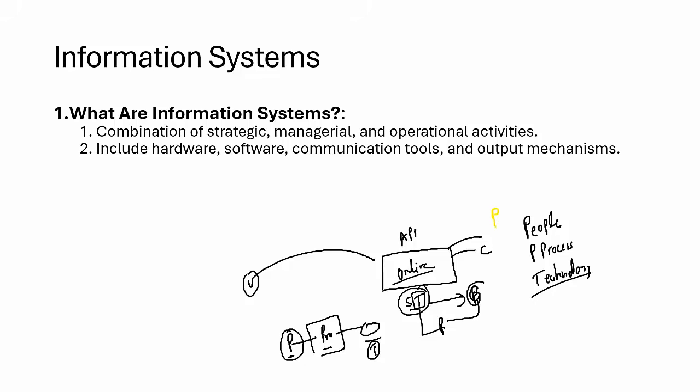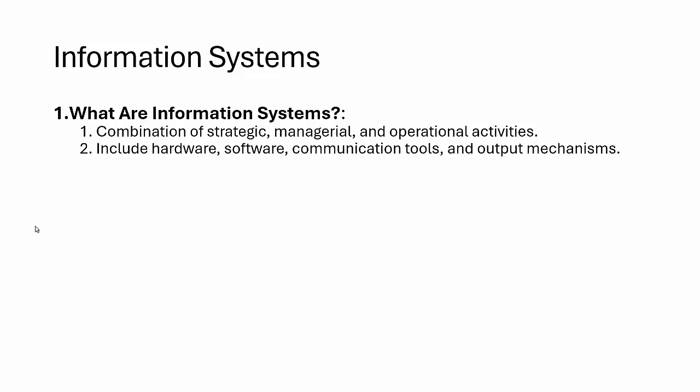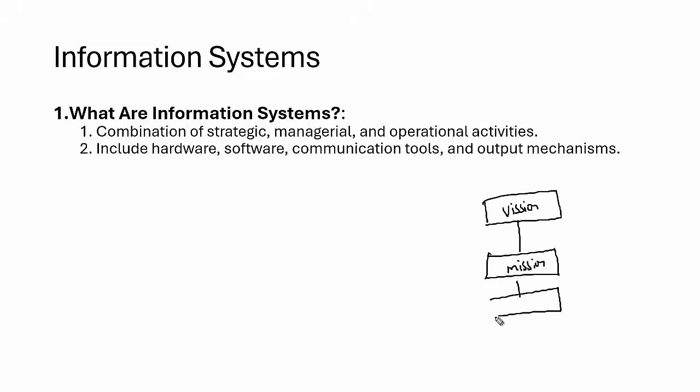Now the question is, why are we mentioning here a combination of strategic, managerial, and operational activity? Let me explain why. When we're talking about any organization, every organization basically has three verticals. First, every organization has a vision, why they exist, and then they have a mission, a path on which they work. Then we create a strategy, a long-term plan. Then we have a tactical plan. And then we have an operational plan.